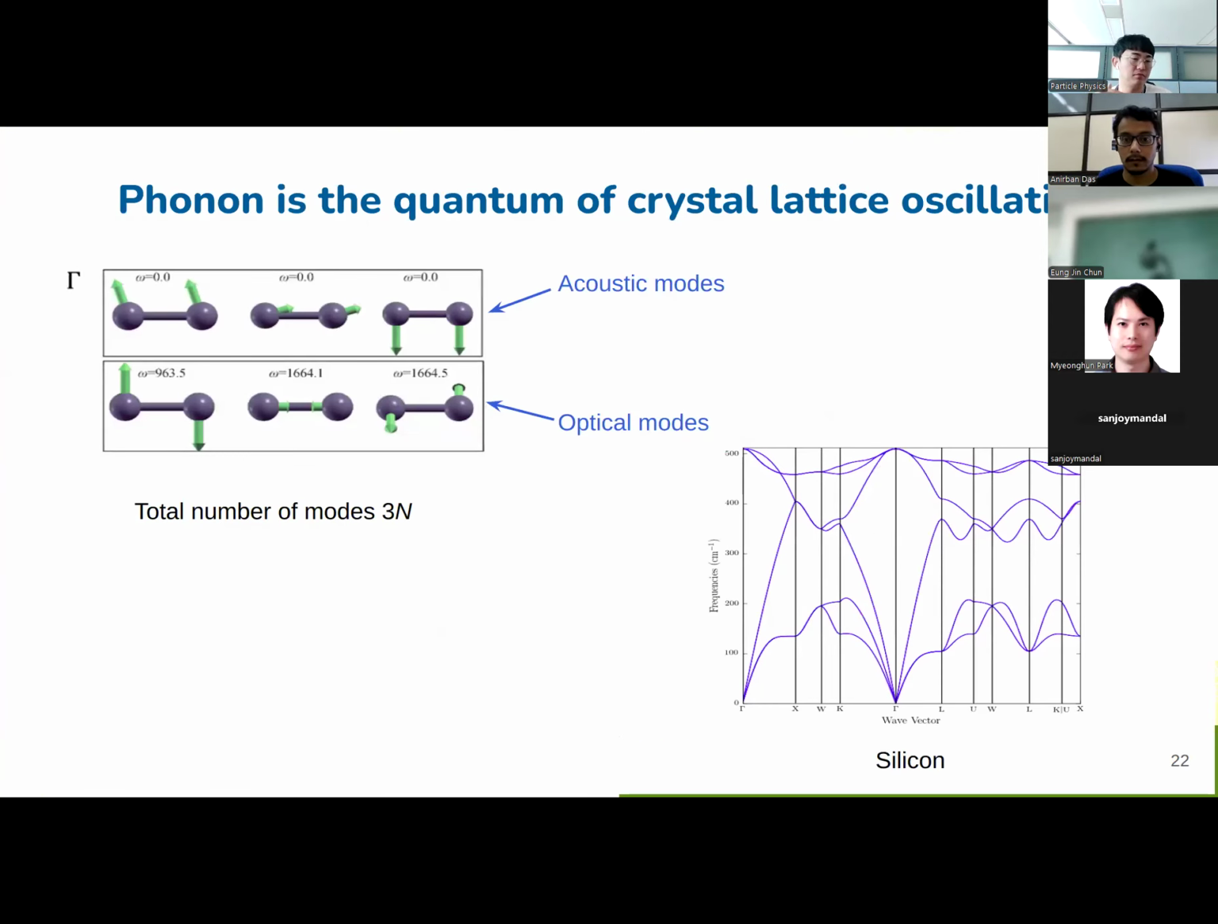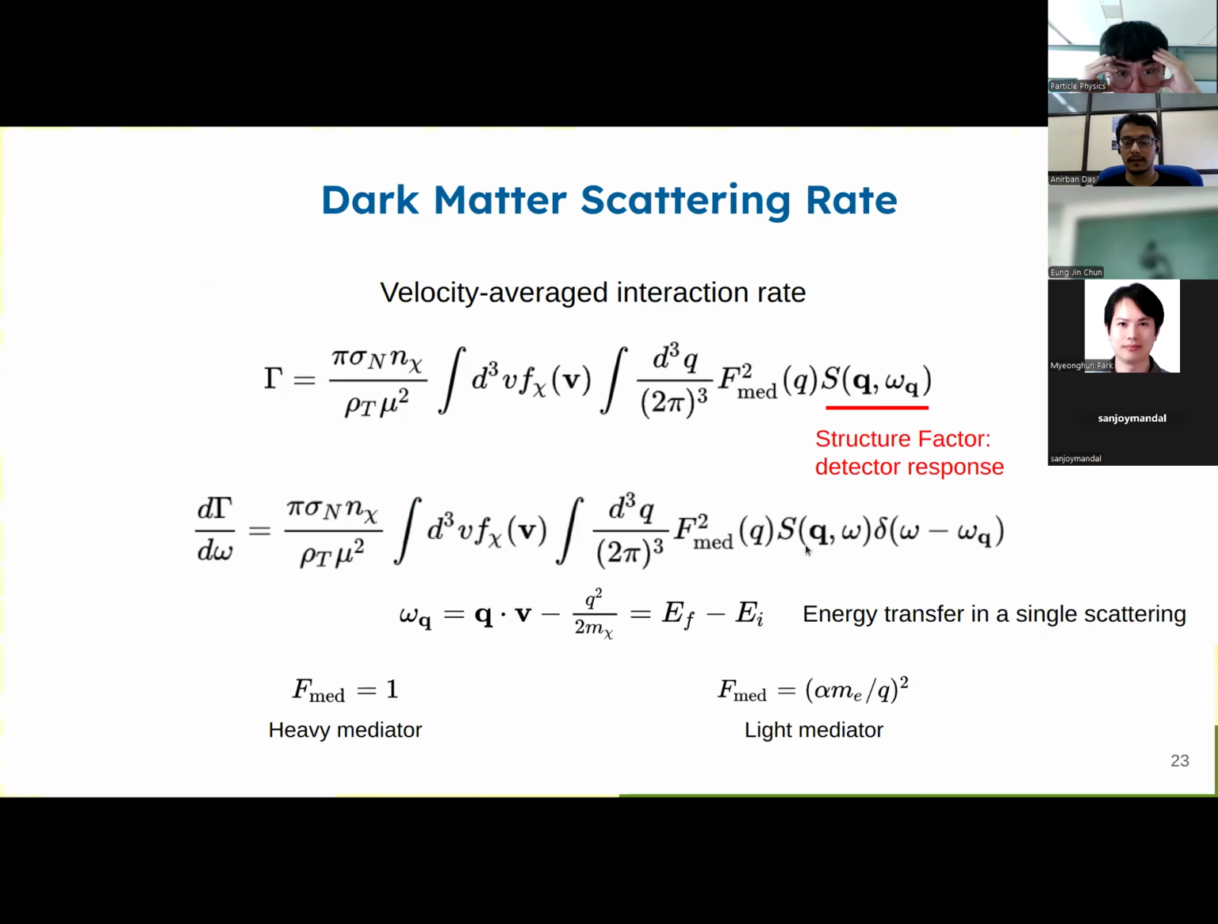Right. Here I'm just showing one example of phonons. There are typically two different types of phonons: acoustic phonons and optical phonons. But it's not really needed to understand the mechanism here, so I'm just going to skip that. Right. So now you have to calculate. That's the picture. Now we have to calculate the phonon excitation rate. That's the first step in calculating the dark matter scattering rate. And this is the formula to do that. It's quite simple to understand.